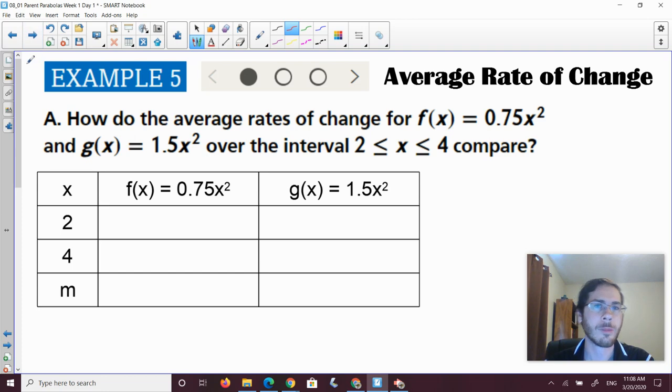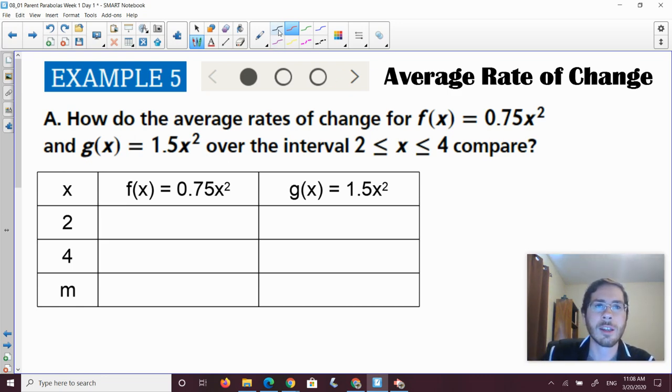Last example is example 5. It talks about average rate of change. So we got to remember, back when we did linear functions, we called the slope the rate of change. So these parabolas don't really have the same rate of change, because we saw they increased or decreased by a different amount every time. So we want to look for an average rate of change. That means what we're going to do is pick 2 points on our parabola and just find what the slope is between those 2 points.